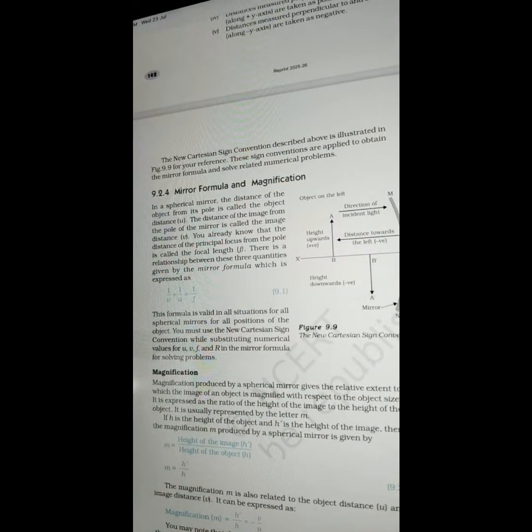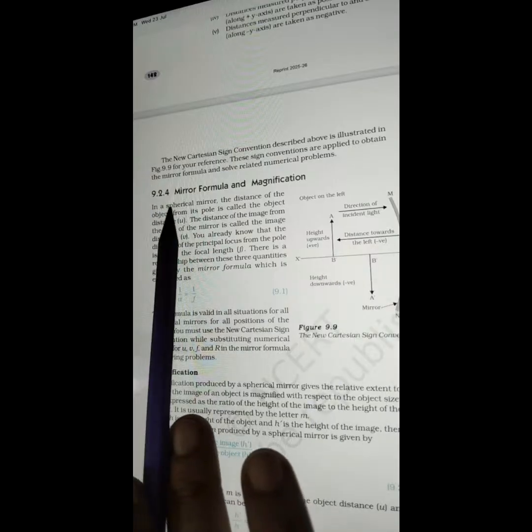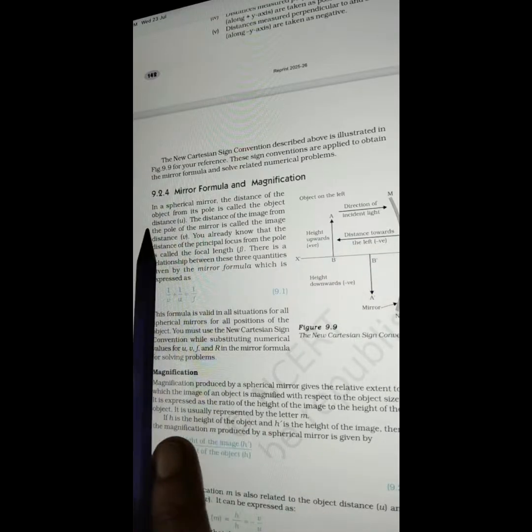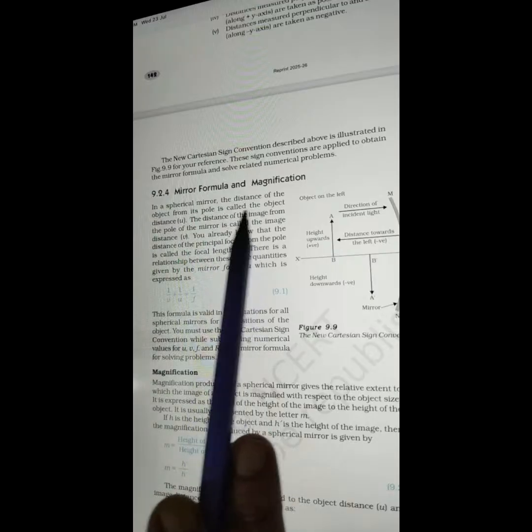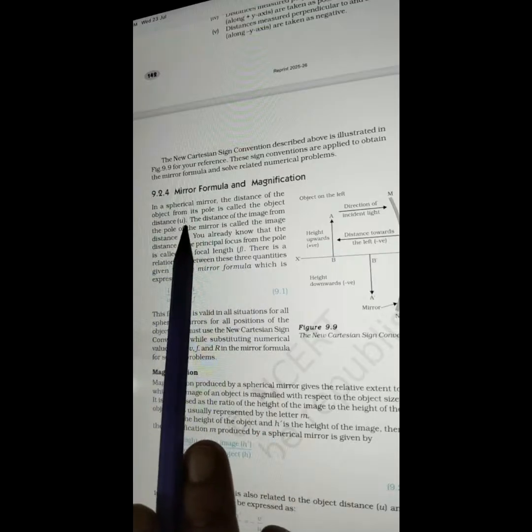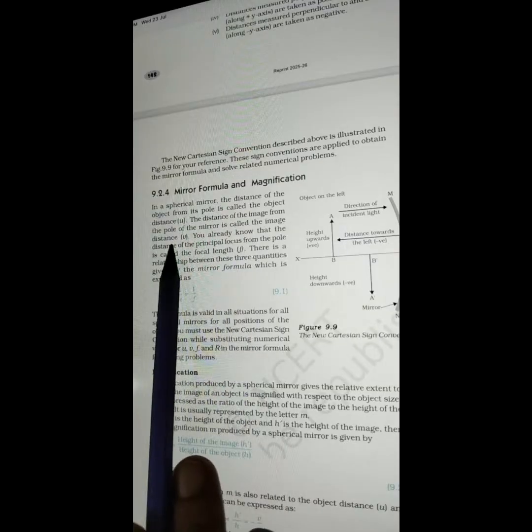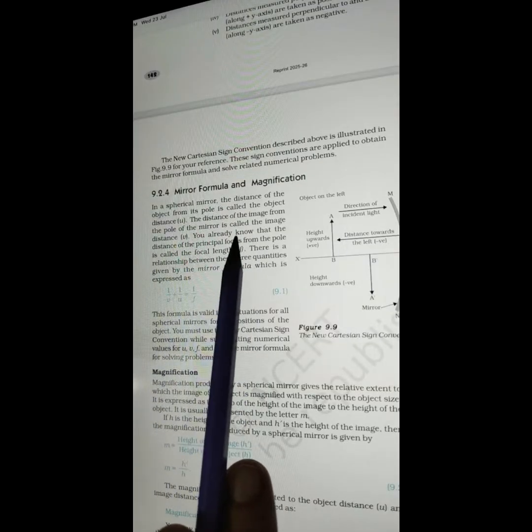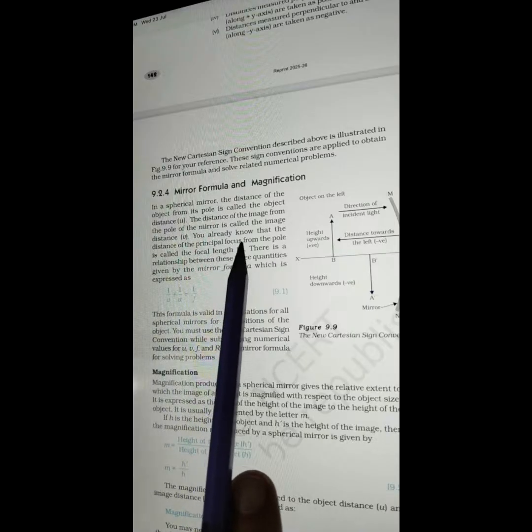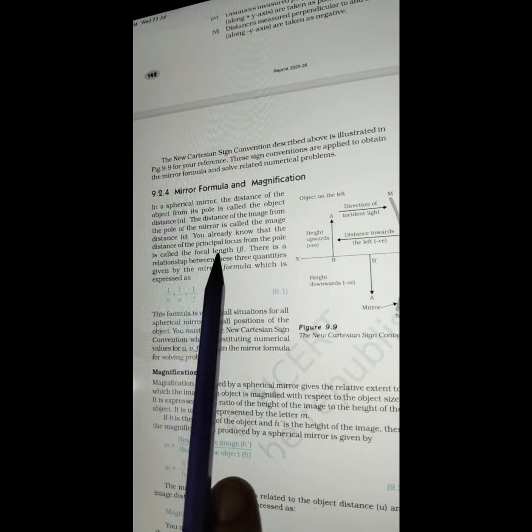9.2.4 Mirror formula and magnification. In a spherical mirror, the distance of the object from its pole is called the object distance, or small u. The distance of the image from the pole of the mirror is called the image distance, small v. You already know that the distance of the principal focus from the pole is called the focal length, or small f.